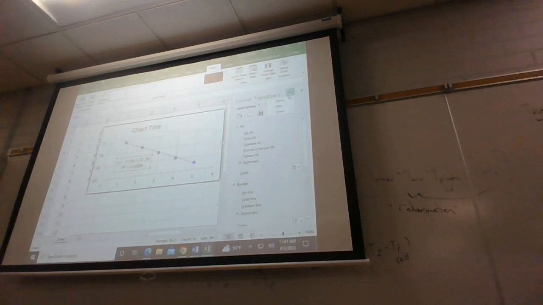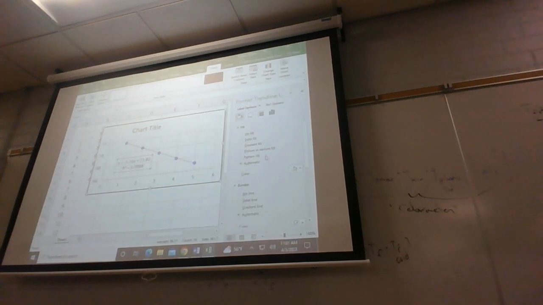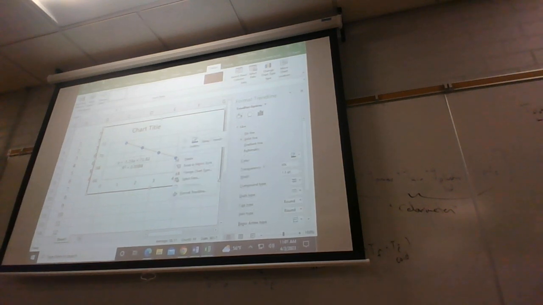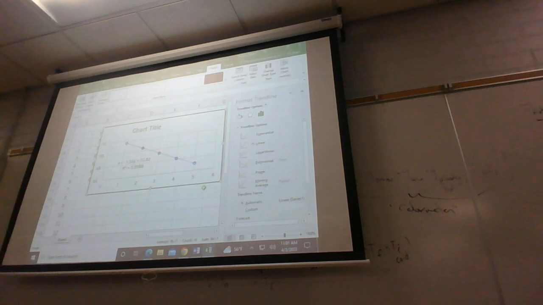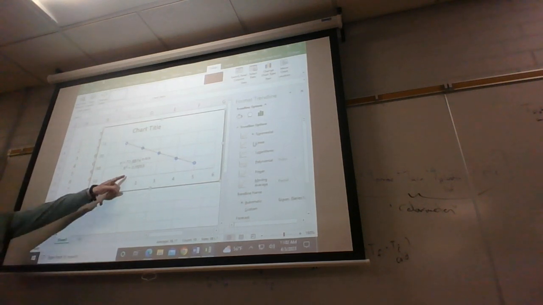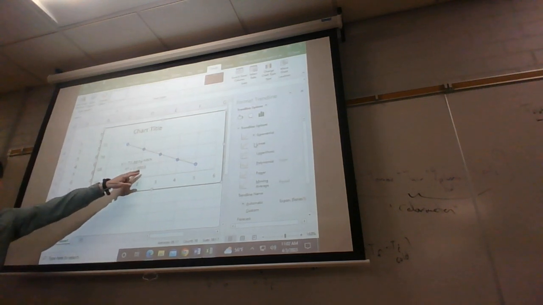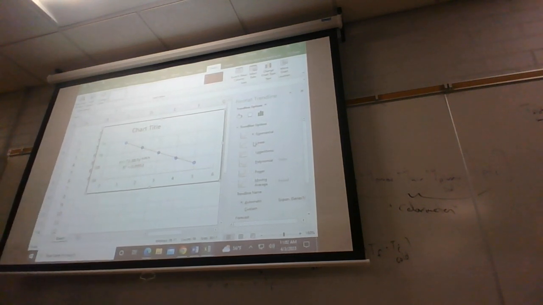But I'm going to change this to exponential. When I change it to exponential, what happened? R squared got more 9s. Yeah, 3 nines. 3 nines is better than 2 nines.